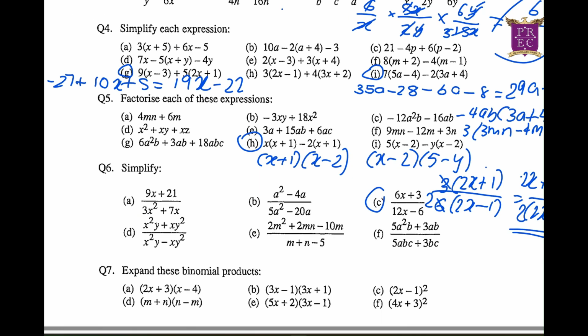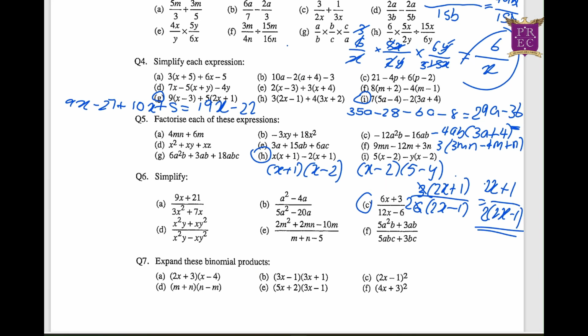Okay. Let's have a look at this one. Oops. Too big. Zoomed in too much. Alright, there we go. That's much better.